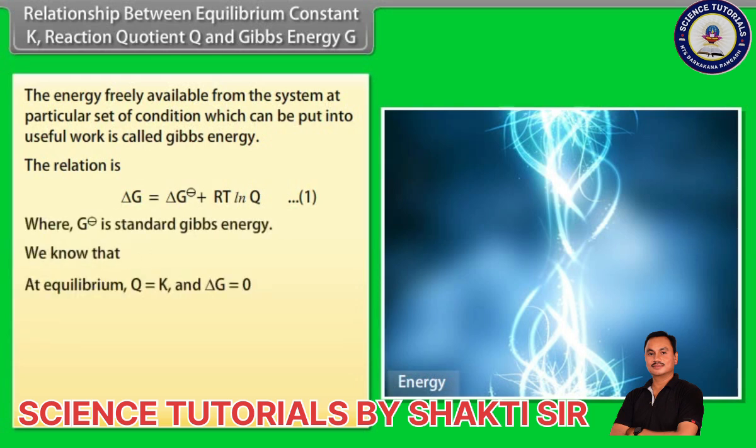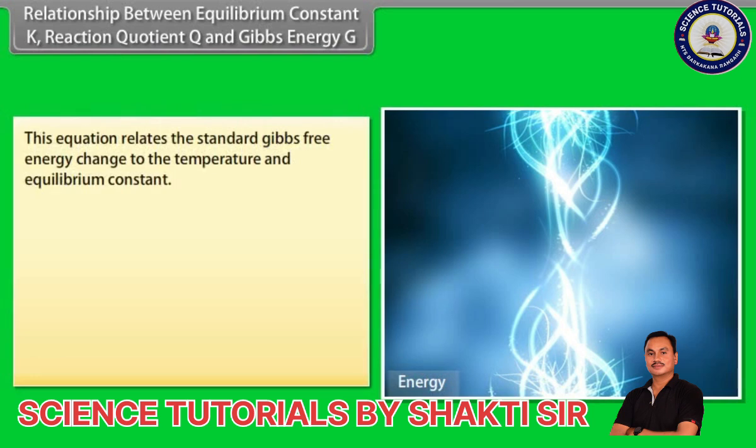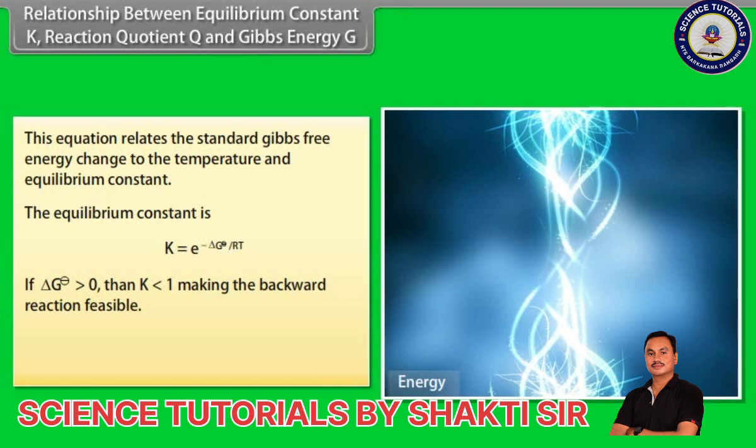We know that at equilibrium Q is equal to K and delta G is equal to 0 from equation 1. Rearranging gives, this equation relates the standard Gibbs free energy change to the temperature and equilibrium constant. The equilibrium constant is, if change in standard Gibbs free energy is greater than 0, then K is less than 1, making the backward reaction feasible. If change in standard Gibbs free energy is less than 0, then K is greater than 1, making the forward reaction feasible.